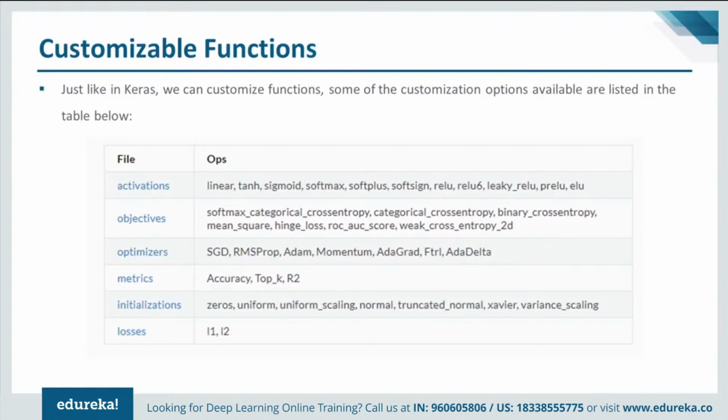Metrics like accuracy and top K. Top K is like what are the top K classes predicted by the model. Let's say you have 10 classes. What are the top 3 classes your model is giving the highest probability to? Initializers: zero is like initializing a weight to be 0. Uniform distribution, uniform scaling, normal, truncated normal, Xavier, variance scaling.